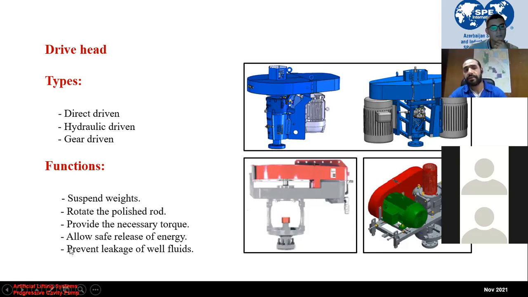The last function is that they all prevent the leakage of the well fluid. This part is called the stuffing box. We will see it later. It forms a kind of seal around the polished rod and prevents the leakage of well fluid.